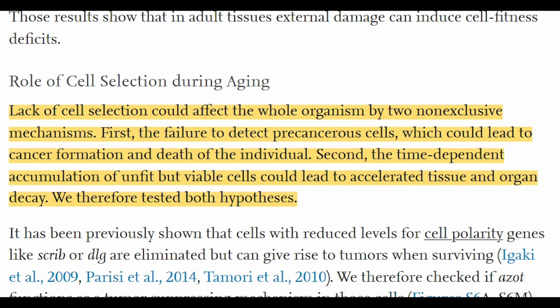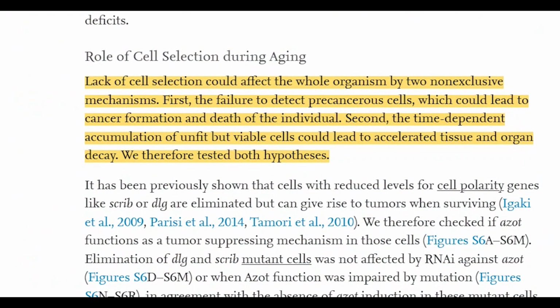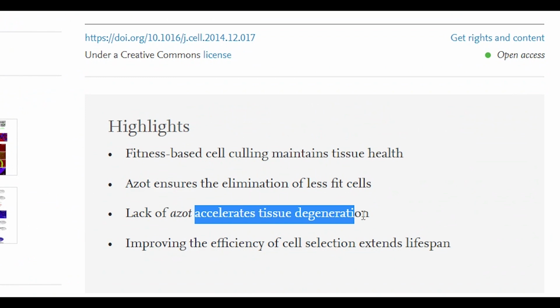Now, back in this 2015 Drosophila paper, they did actually investigate both of these hypotheses and found that the cancer rate didn't change without this ASOT protein. But flies don't really get cancer, do they?